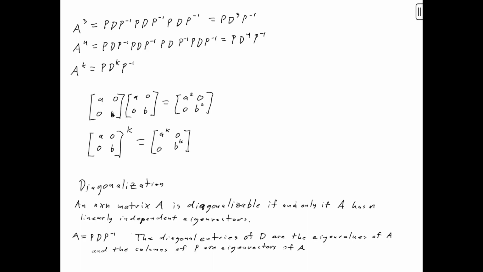So to carry out this diagonalization, we have to find the eigenvalues, find n linearly independent eigenvectors, one associated with each eigenvalue, and then write P as those eigenvectors as columns, and D is the diagonal matrix with those eigenvalues on the diagonal. Let's do an example.